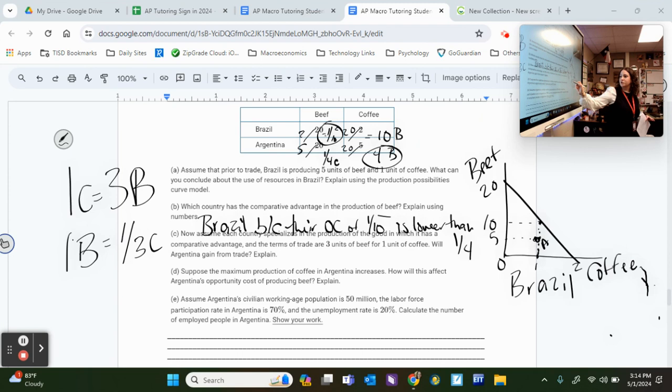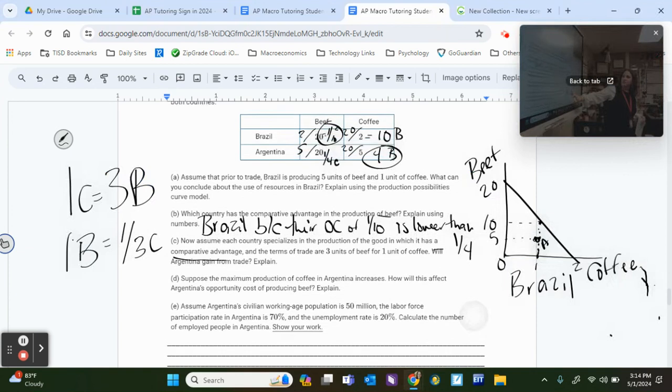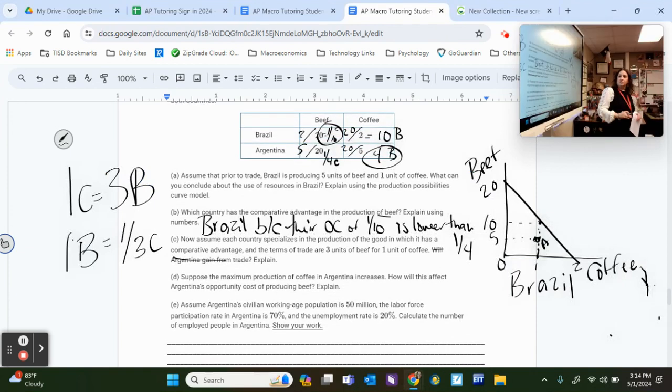So we're looking for Argentina. It says, will Argentina gain from the trade? Well, I don't know. We haven't answered the question yet. I haven't looked at it yet. So, Argentina, I look at my Argentina. What is Argentina going to have to buy? Well, they're making coffee because they have a comparative advantage in coffee, so they're going to have to buy beef.